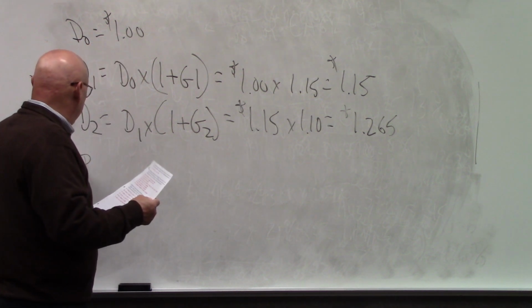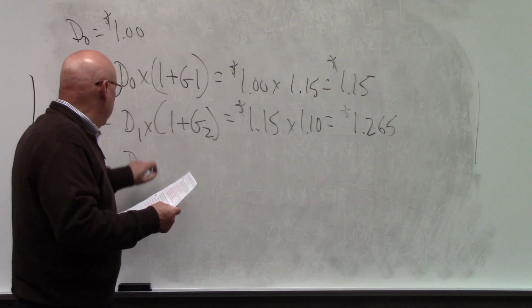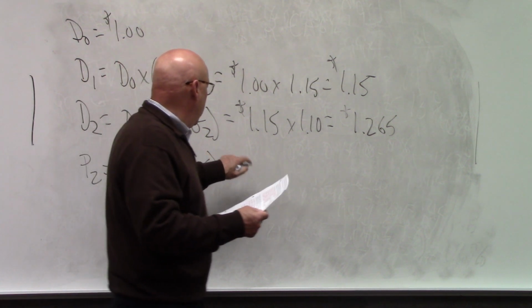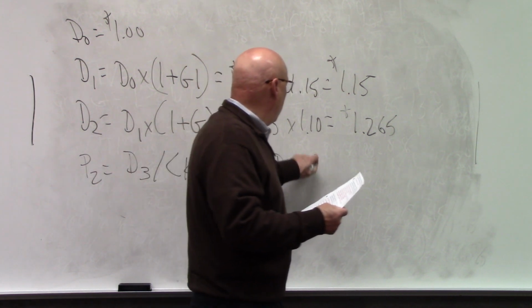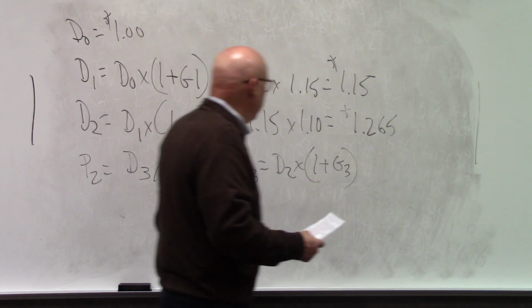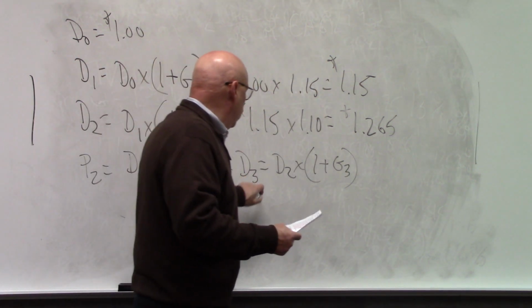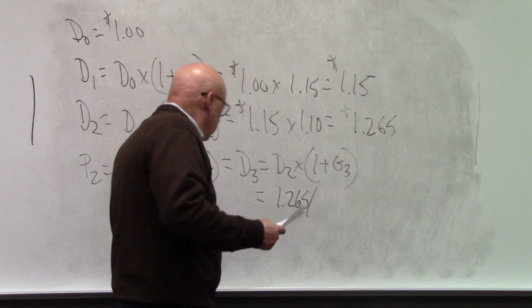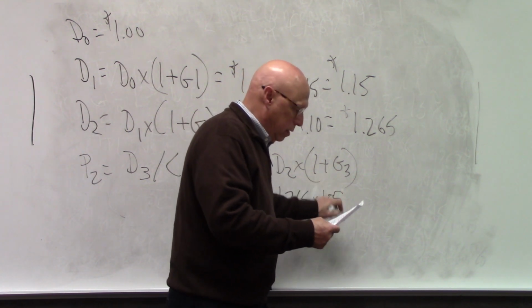So now we have P2. P2 equals D3 divided by K minus G. And D3 is equal to D2 times 1 plus G3. And that's equal to 1.265, whoops, not divided by, times 1.05.